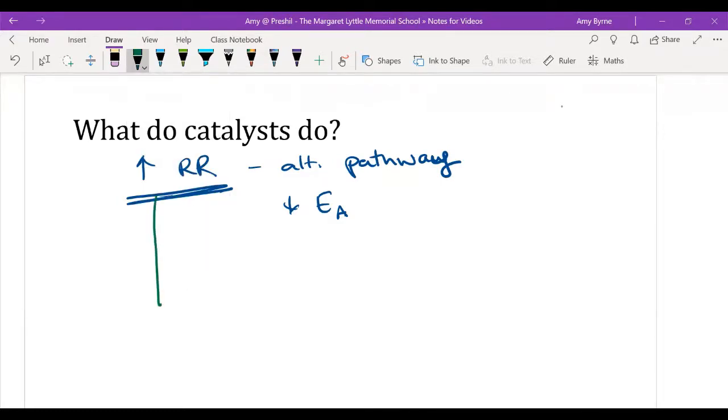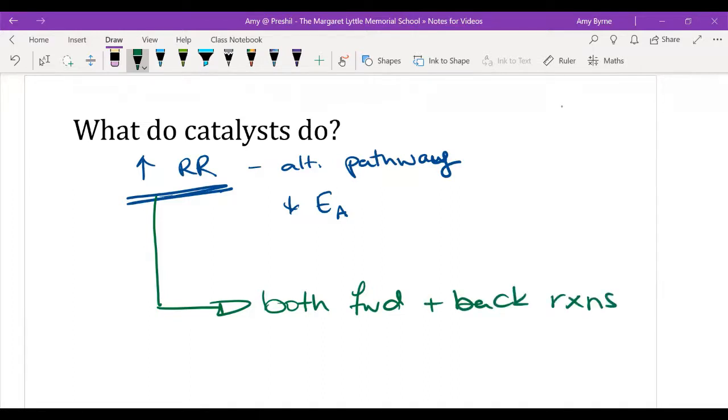They increase the reaction rate by doing this process for both forward and back reactions. And here is where you gain or lose the mark. So a catalyst increases the rate of reaction by creating an alternate pathway with lower activation energy, and it increases both the forward and back reactions to the same extent. Equally.